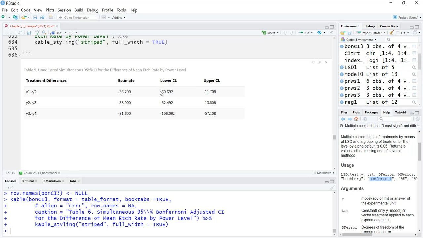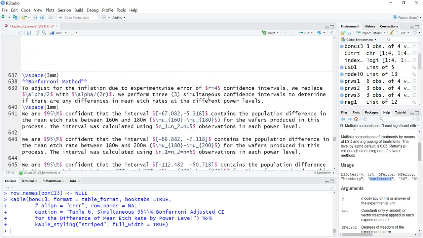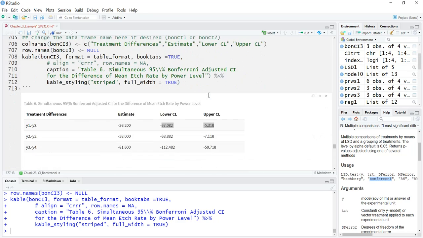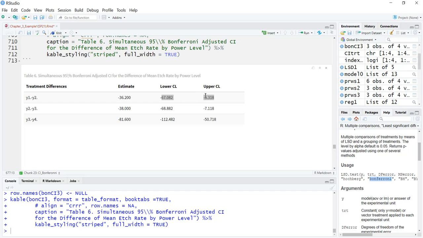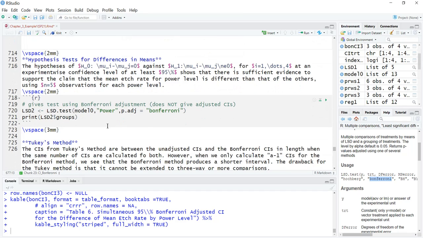So for the unadjusted, it's easier to reject the null hypothesis because the interval is smaller. For the Bonferroni, it's more difficult to reject the null because the interval is bigger and therefore more likely to contain 0. And so if you have too many of these simultaneous confidence intervals at once, then, of course, they're at once, these intervals get so big that it's almost impossible sometimes to reject any of the null hypotheses about this.